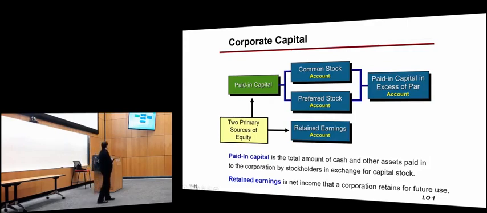On the other hand, we also have retained earnings. This is the other source of equity. And remember, retained earnings is what? Retained earnings is the part of net income that the company decides to leave in the business, to retain in the business. Because net income, what do you do with net income? The company might decide to pay part of it as what?